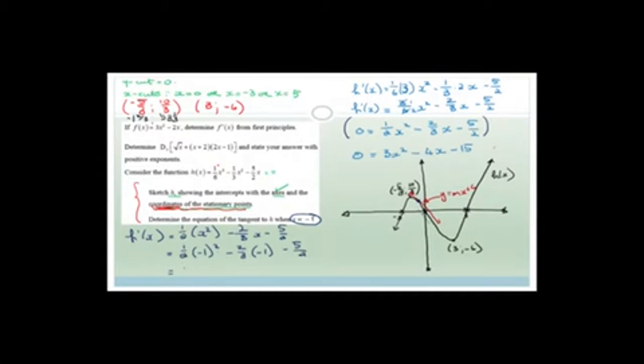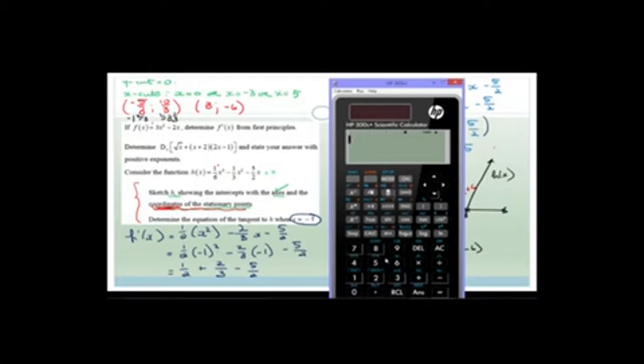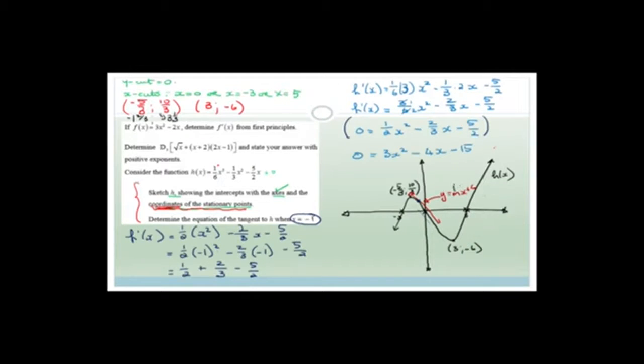That's minus 1 squared is 1. So it's a half, minus times minus is plus 2 over 3, minus 5 over 2. Okay, so then again, you can just pop that in your calculator. It's probably easier. So we've got 0.5 plus a fraction 2 over 3, minus a fraction of 5 over 2 equals minus 4 over 3. So the gradient m is minus 4 over 3.